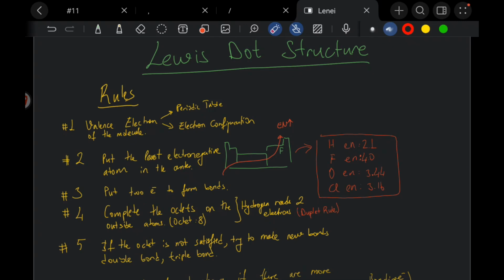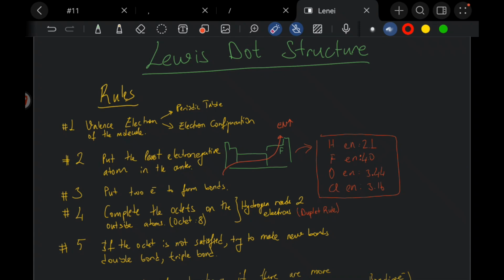Today I will talk about Lewis dot structure, but firstly we have to mention some rules. The first rule is that we have to know the valence electron number for a molecule, and we can use a periodic table and then make an electron configuration for each atom to calculate the total number of valence electrons in the molecule.